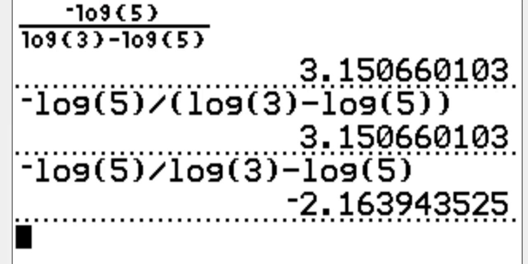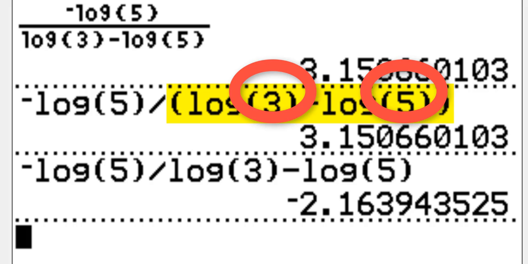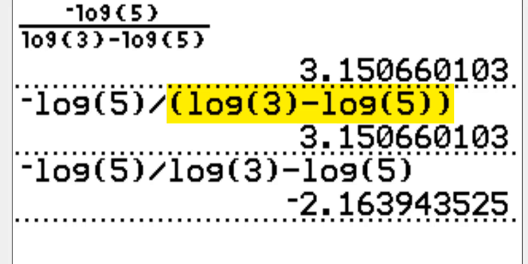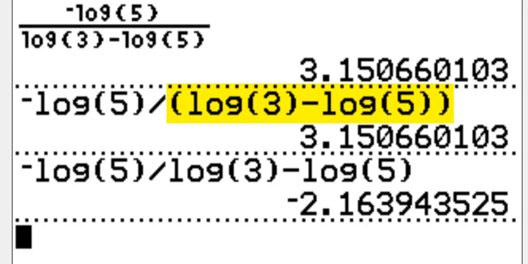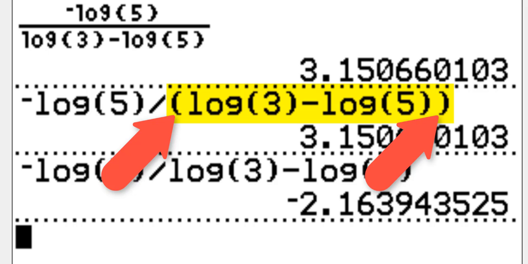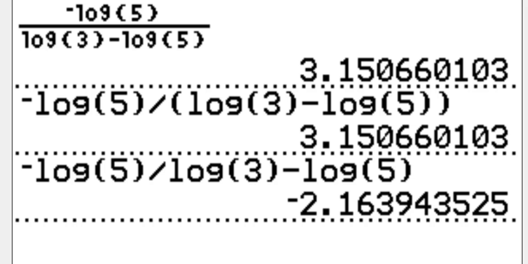Now, on the second line, notice the parentheses. What I want you to do is count the parentheses after the dividing sign. You'll notice that there's parentheses around the 3 and around the 5 because that's the default programming, if you will, for inputting that information there. But you have to be careful because the denominator of our fraction is log 3 minus log 5. So we've got to make sure we put parentheses around that entire denominator. And that's the case in the second line there.